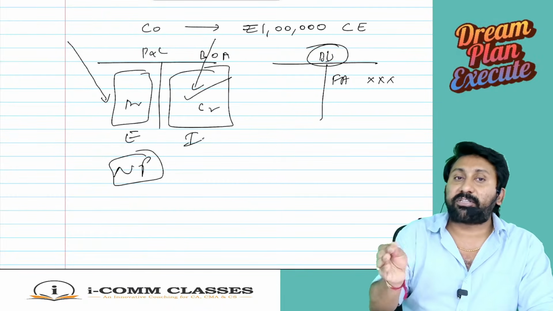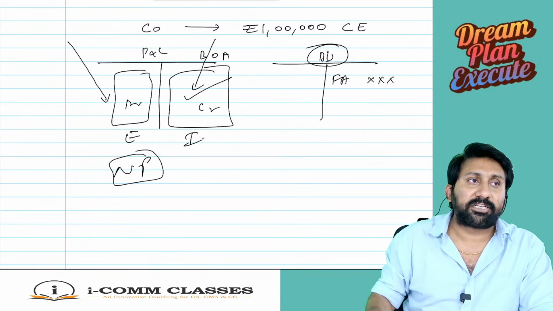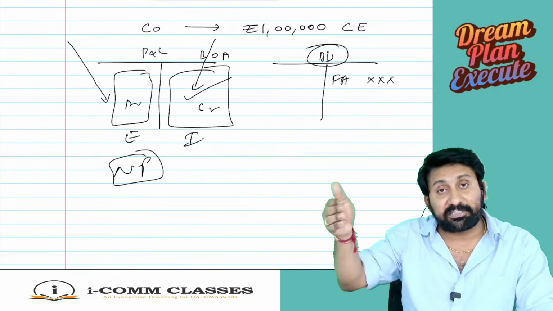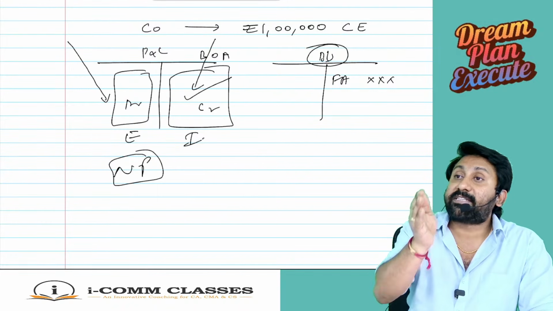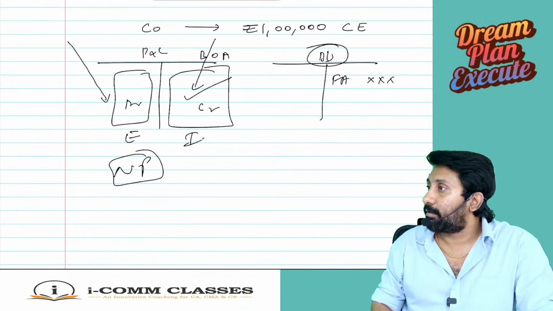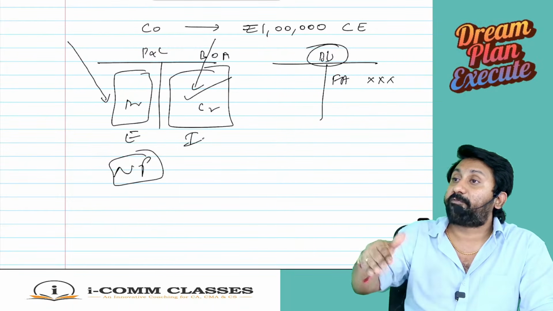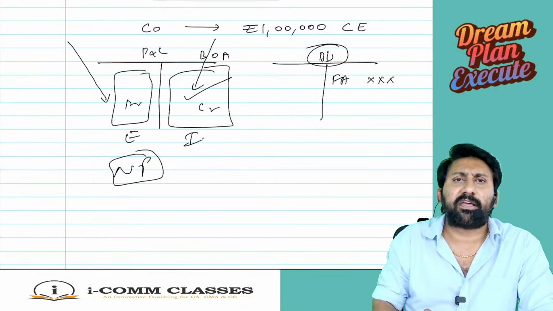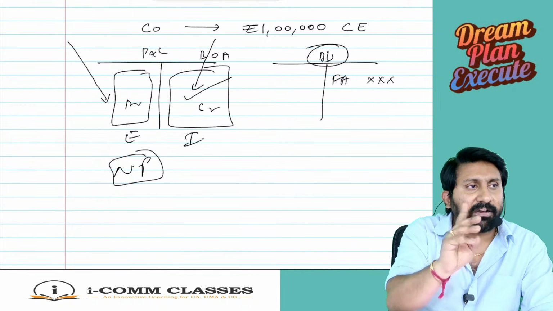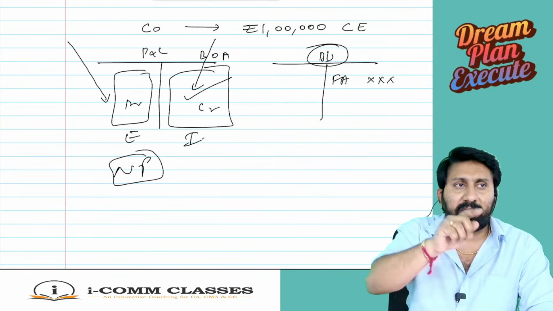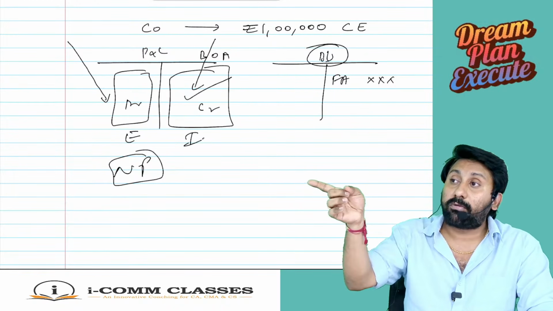The reason is, one is of which nature? Just now I discussed it 2 minutes back. One is recurring, the other is non-recurring. Whose benefit will be there for more than 1 year, and whose benefit will not be there for more than 1 year? Therefore, raw material will come to P&L, when I say P&L, trading P&L. Fixed asset will go to the balance sheet.